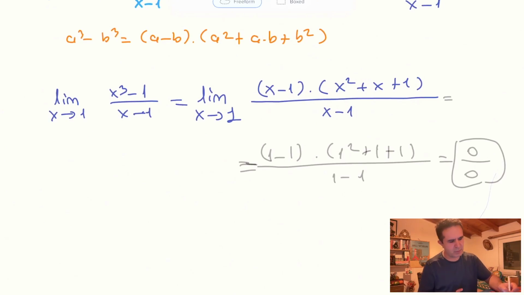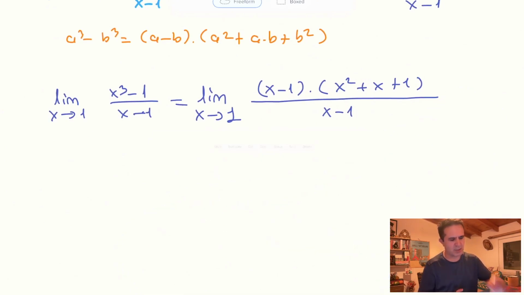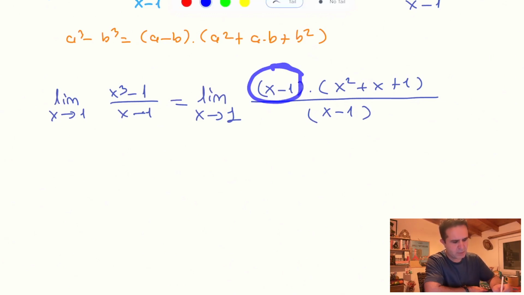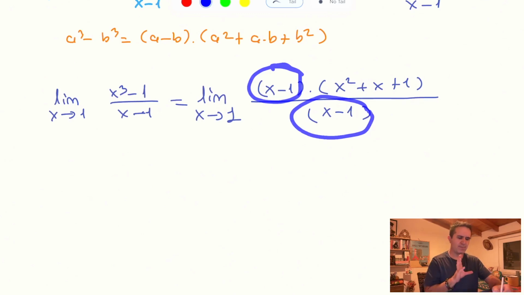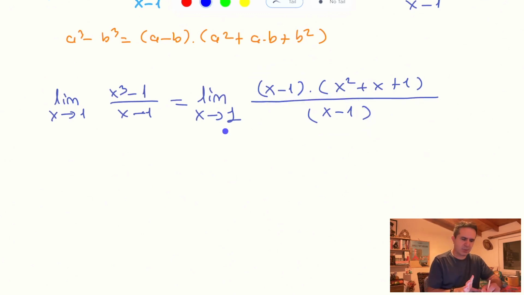This means that we cannot use direct substitution here. But as you see here, we have factors x minus 1 and x minus 1. As x approaches 1, x minus 1 approaches 0. And for that reason, we get here 0 divided by 0. But we can cancel x minus 1s here. Why can we cancel them? Because we say that x is approaching 1.